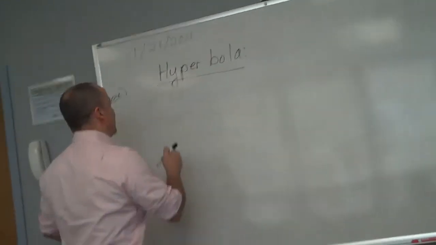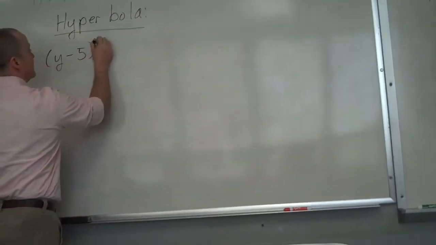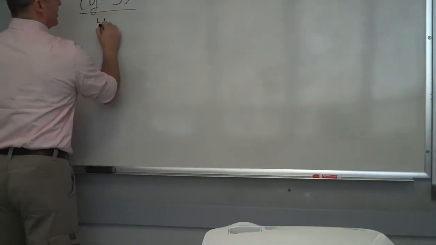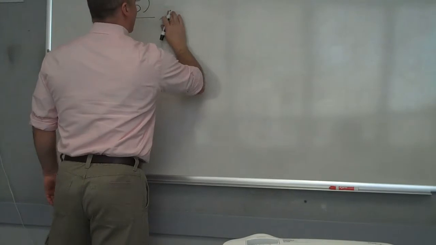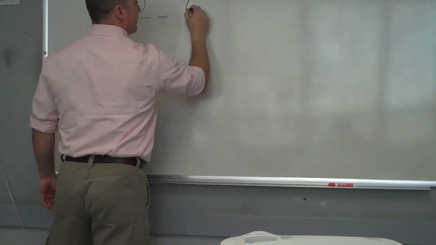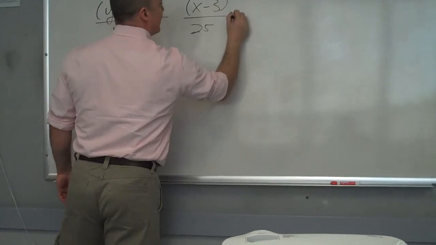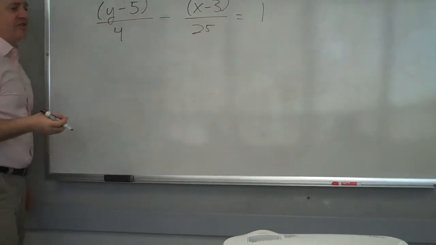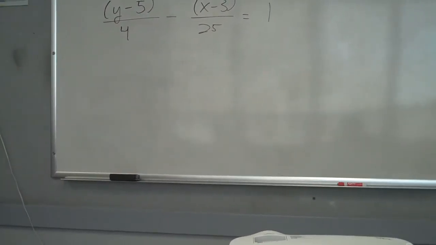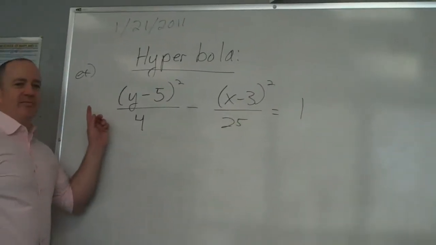I'm going to rewrite it as per Johannes's suggestion: y minus 5 squared over 4. And then I'm just going to make it minus x minus 3 squared over 25 equals 1. And now, just by rearranging the terms, we have taken it from something scary back to something familiar. I knew that. It's going to be y dominant.